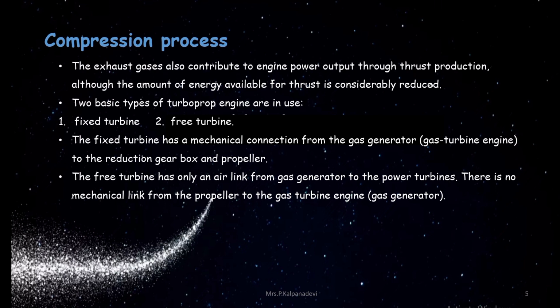The exhaust velocity of the turboprop is low and contributes little thrust because most of the energy of the core exhaust gas has gone into turning the drive shaft. The exhaust gases also contribute to engine power output through thrust production, although the amount of energy available in the gas is considerably reduced. Two basic types of turboprop engines are in use. One is the fixed turbine and another one is the free turbine.